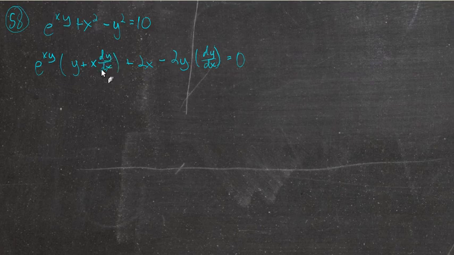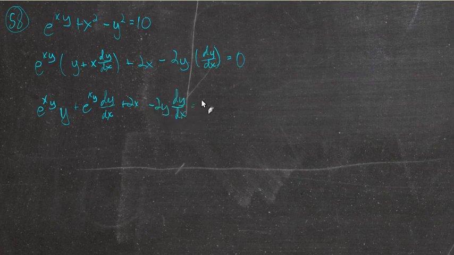All right. So now we want to get dy dx by itself, which means I need to collect like terms here and factor out a dy dx, and then solve for dy dx. So to do that, to get this out of the parentheses, I've got to do this distribution here. So I've got e to the xy times y plus e to the xy times dy dx plus 2x minus 2y times dy dx equals 0.